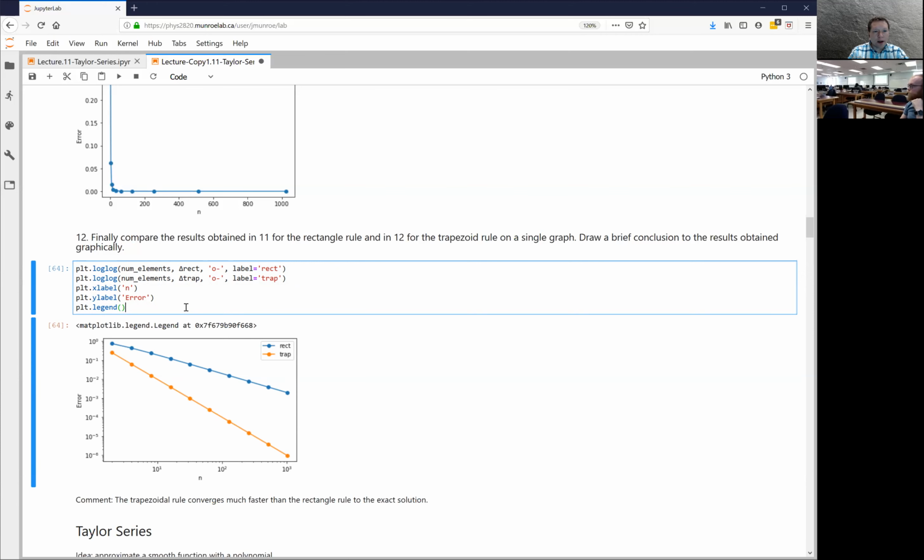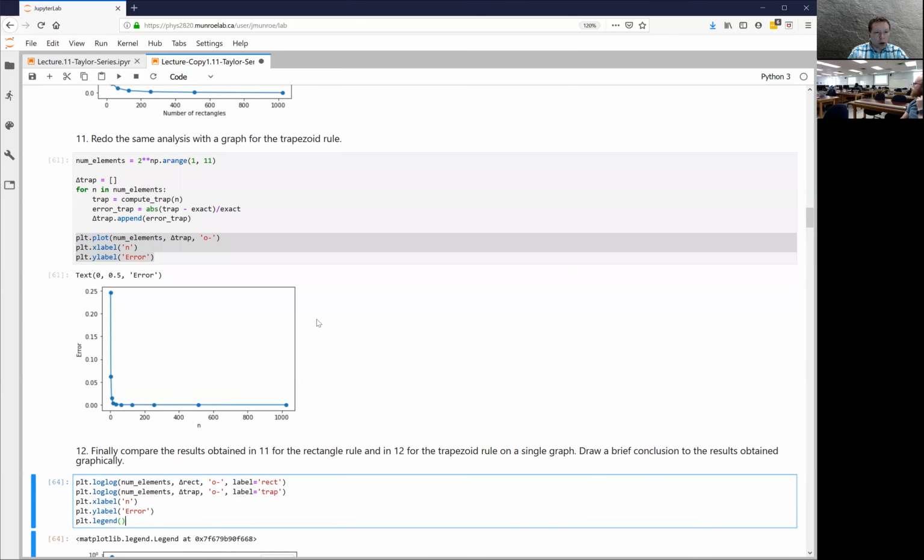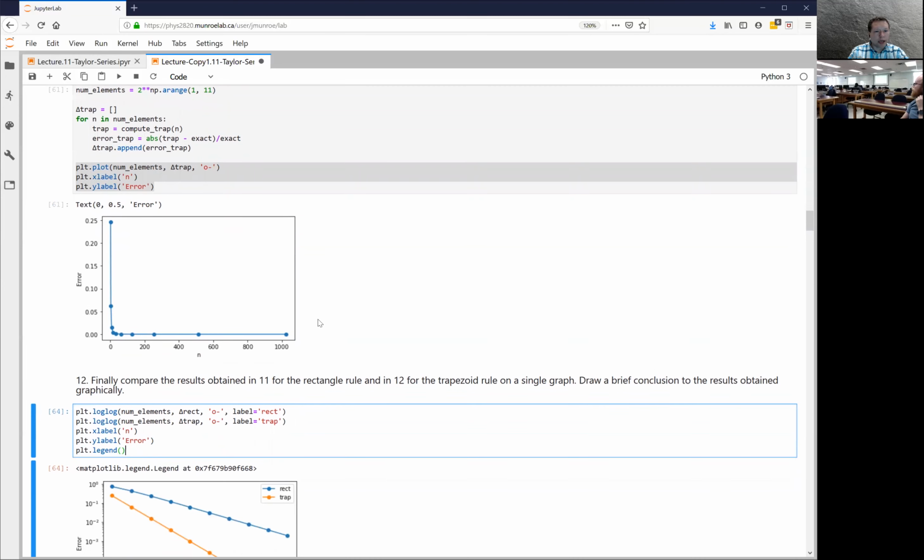Before I move away from this exercise, are there any questions about things we'd like to talk about? Either about the code or why we're getting the results we get.